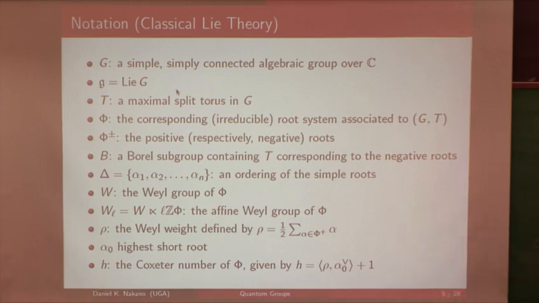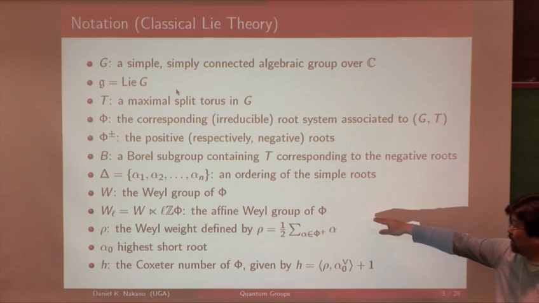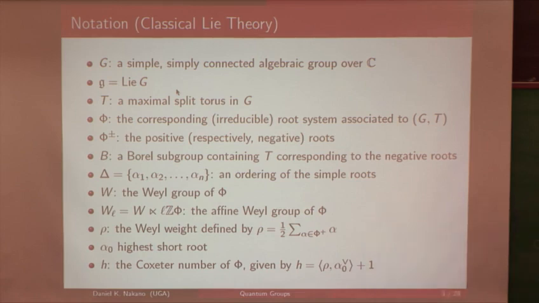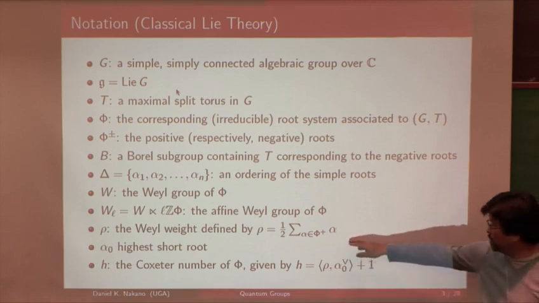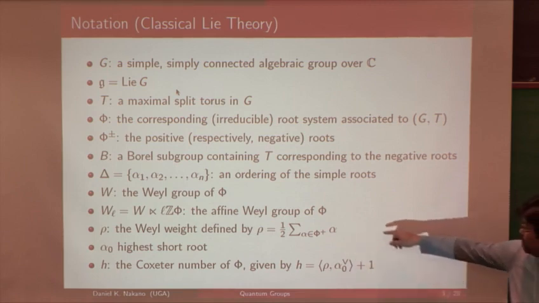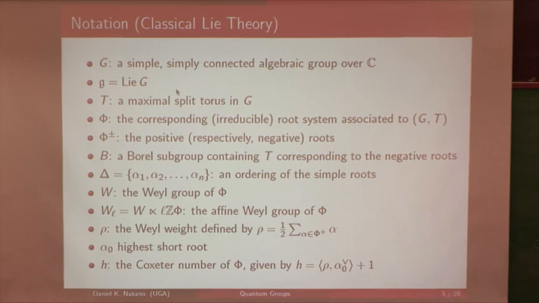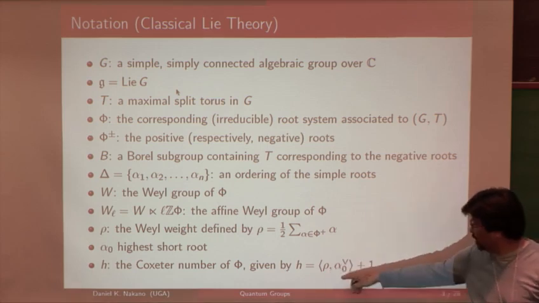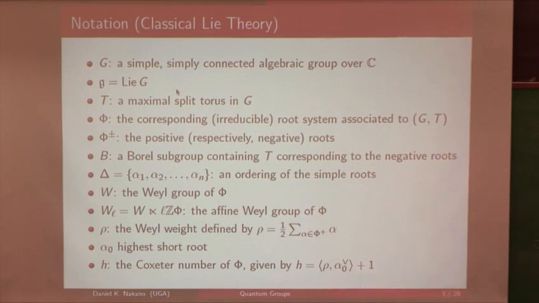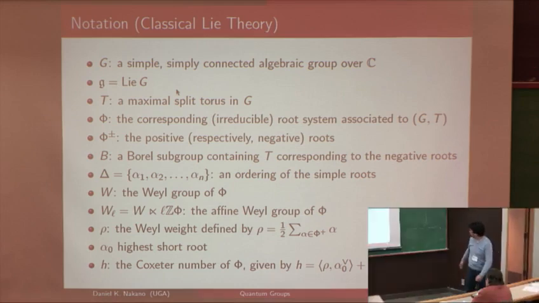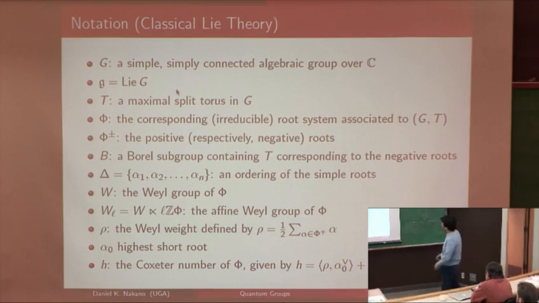Then we'll need the affine Weyl group too, which I think of as the Weyl group semi-direct product with l times the root lattice. Rho is the half sum of positive roots; you can also realize rho as the sum of fundamental weights. Alpha_0 will be the highest short root. You can define the Coxeter number via the highest short root by taking the inner product of rho and alpha_0 check and adding 1. Another way to think about this is to take the maximal root and sum its coefficients.